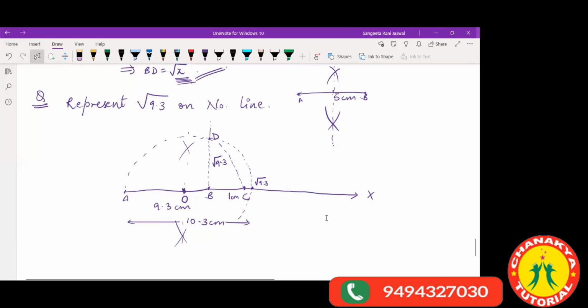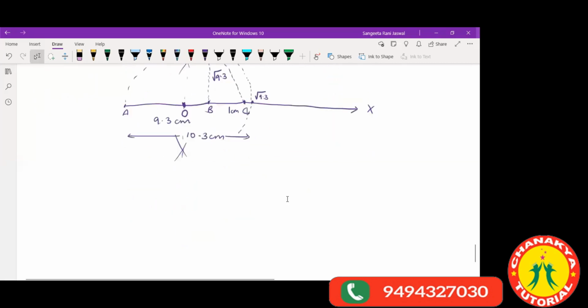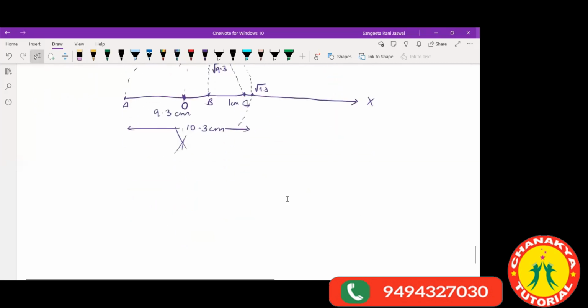Yes, ma'am. Okay, now I'll show you with one more example. Not only the book question, I will show you. Let's represent root over 10.5 on the number line. Can you do this with the same method as you did now?